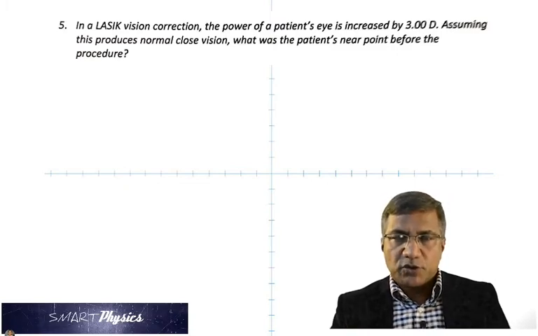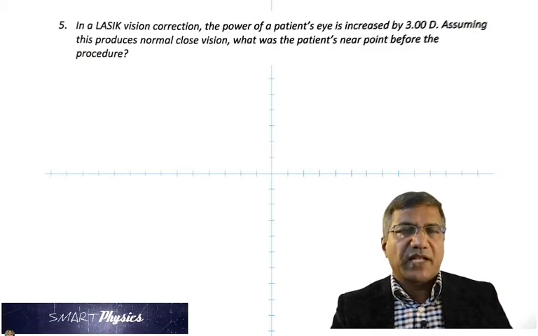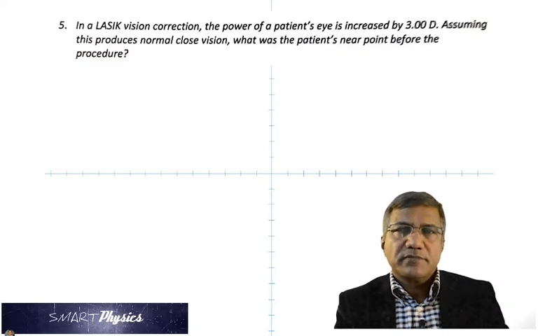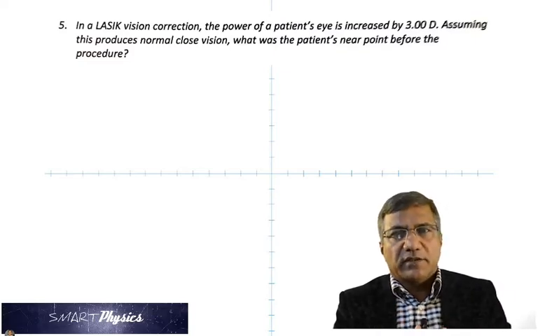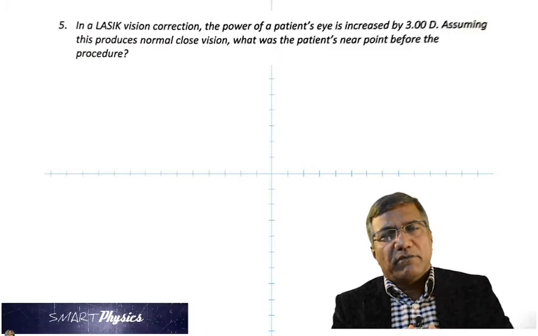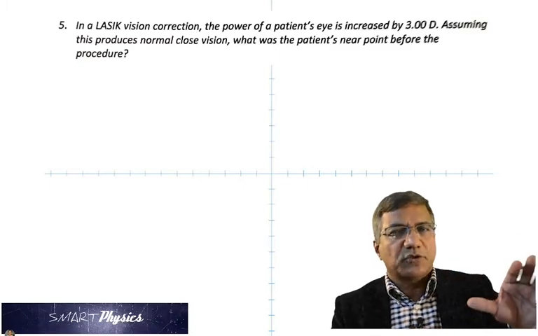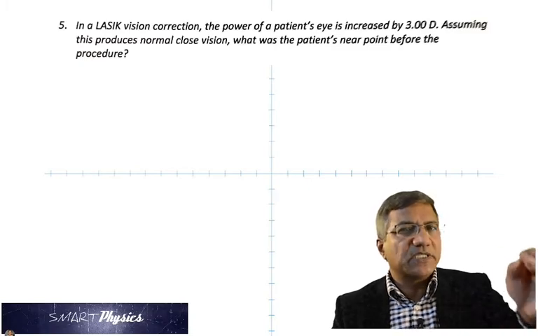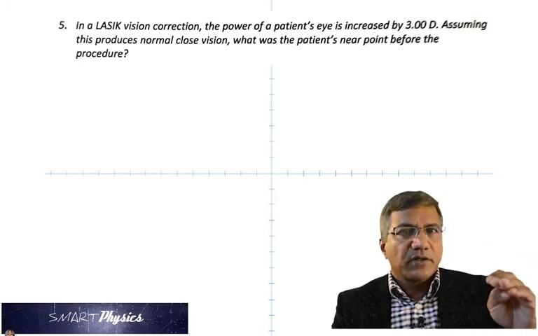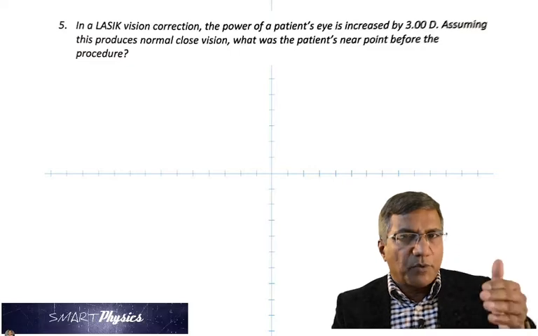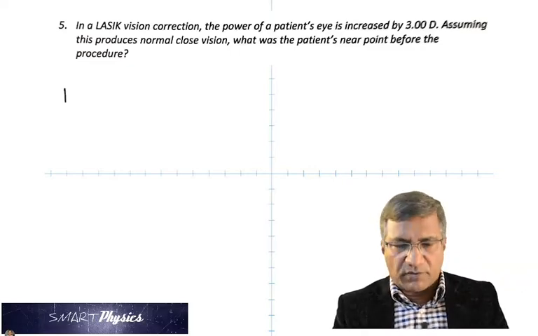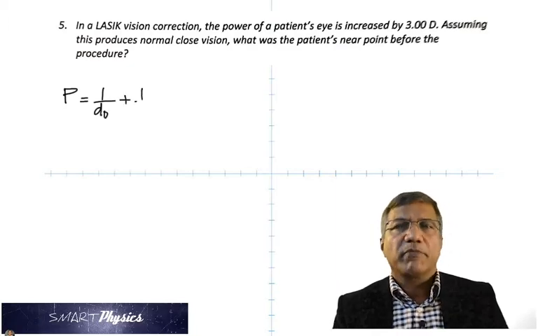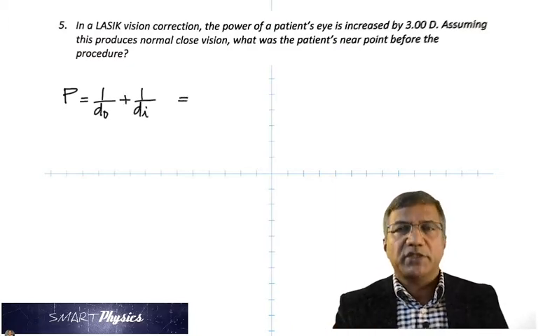Okay. So we know one thing, that the near point is supposed to be 25 centimeters for a normal eye. And the patient or any person should be able to see all the way up to infinity. So when DO is infinity, the near point should be 25 centimeters. So let me show you what I mean. The power is 1 by F, and 1 by F is 1 by DO plus 1 by DI.